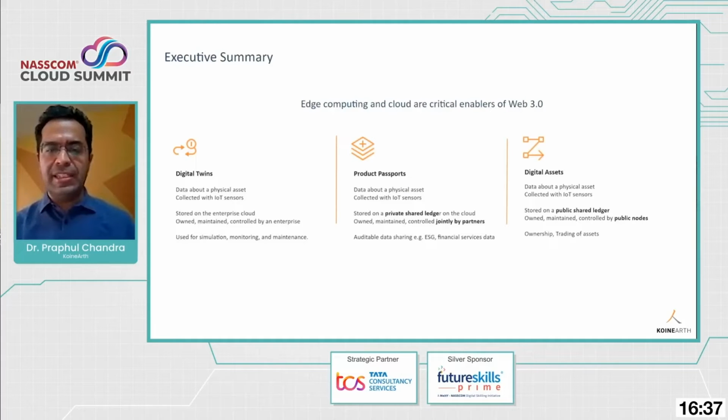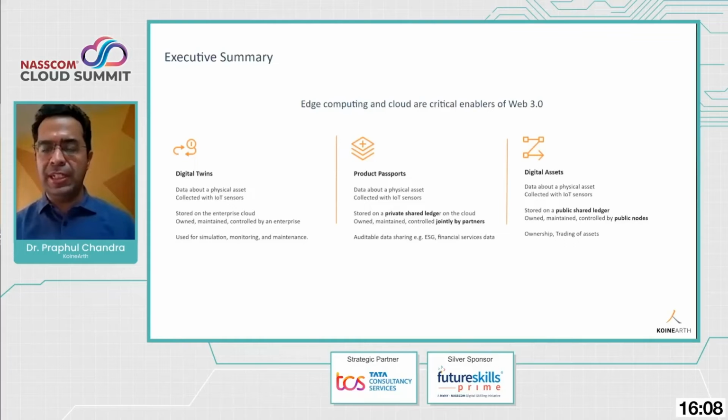Again, some similarities as before. Data is still collected from a physical asset. It is collected using IoT sensors and edge computing. But this time, instead of being stored on a private shared ledger, it is stored on a public shared ledger. This is what we call a public blockchain. And this data is owned, maintained, and controlled, not by nodes set up by different enterprises in the cloud, but by public blockchain nodes. Now, why would you want to do this?